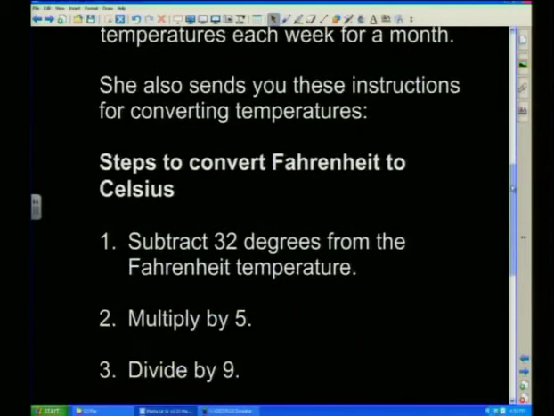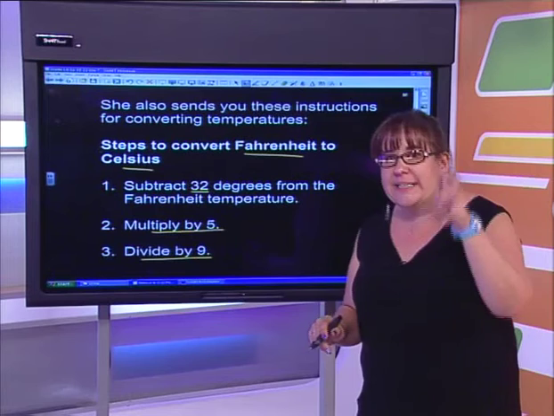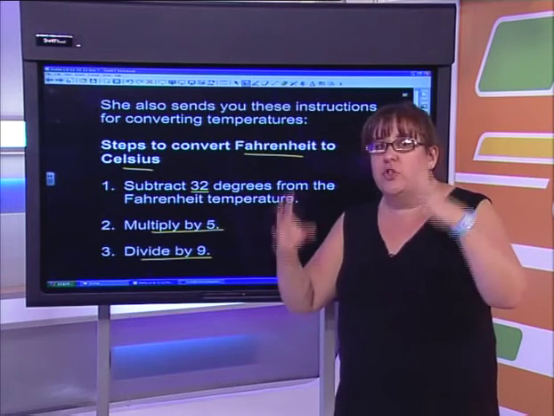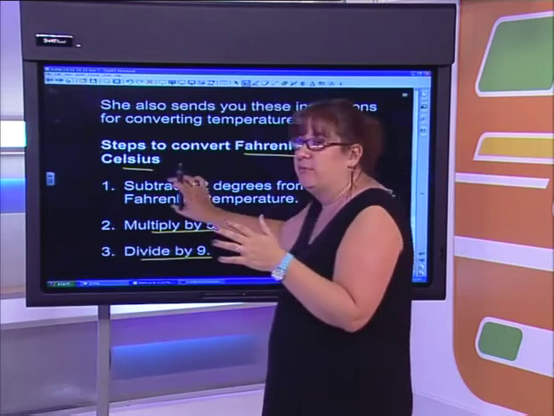Now, this is slightly different to the one that I've given you in your challenge, because now I've got converting Fahrenheit to Celsius. So if I want to convert Fahrenheit to Celsius, what do I do? I subtract 32 degrees from the Fahrenheit temperature. I then multiply my answer by 5, and divide that answer by 9. And please be careful. You have to do BODMAS in this? Well, in actual fact, you have to do the subtracting first.